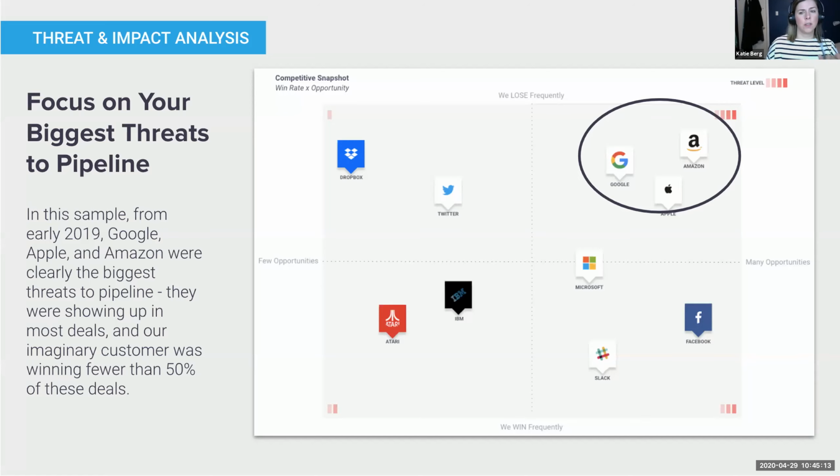So looking at your win-loss performance against competitors, both by deal volume and by revenue. This is something that we work on with our customers, but it's also something you can do on your own to get a sense of who's the biggest threat in our pipeline right now. The important piece is also to be evaluating this regularly.